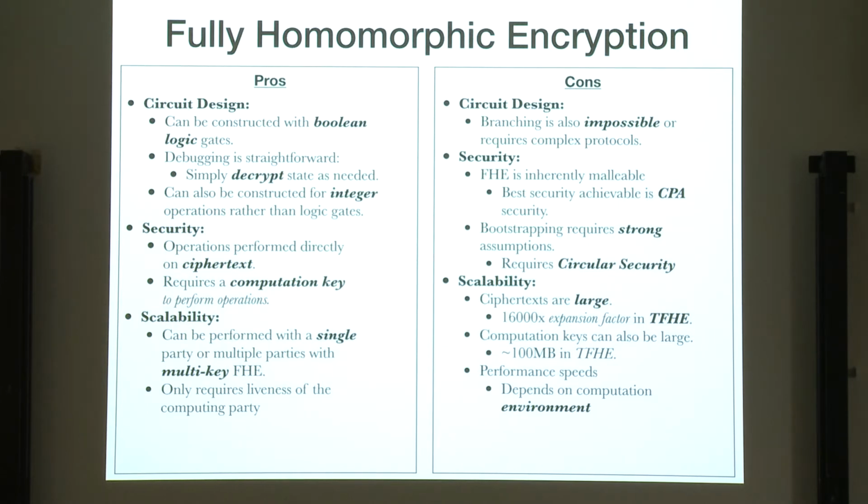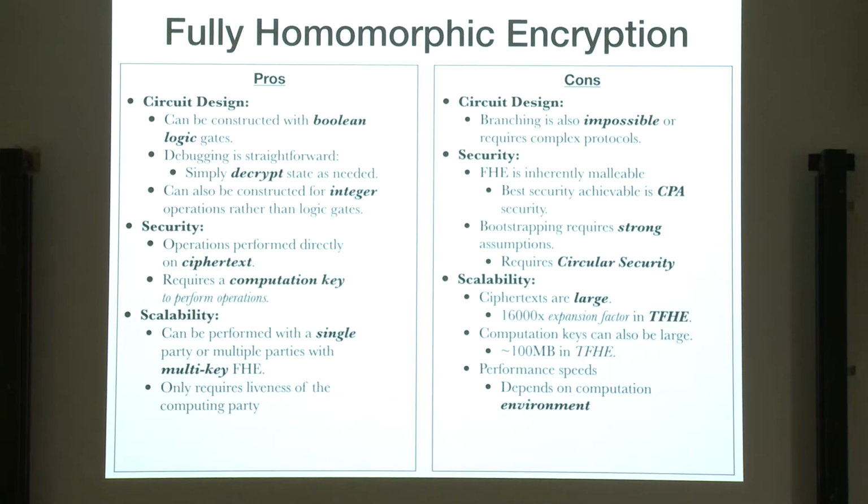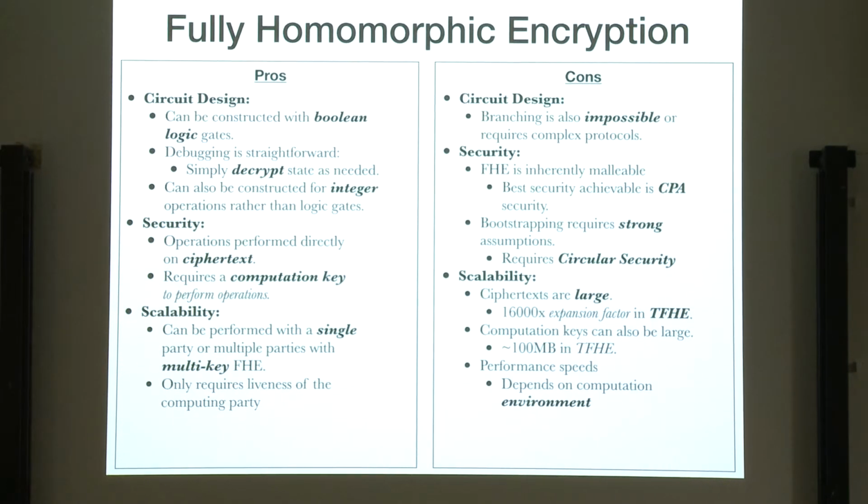Ciphertexts are large too, by the way. This is the part that everybody's interested in, TFHE, which for a 256-bit security level has about a 16,000 times expansion factor. So if you encrypt 1 bit, it goes up to 16,000 bits. Not great, but this is actually becoming less and less of a problem. We actually have solutions for this, which I'll go over in a bit.